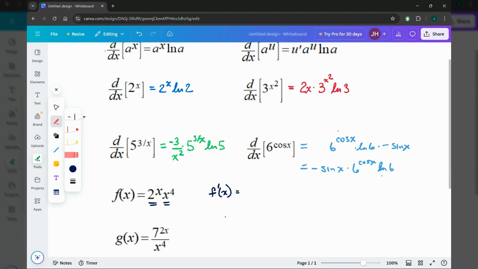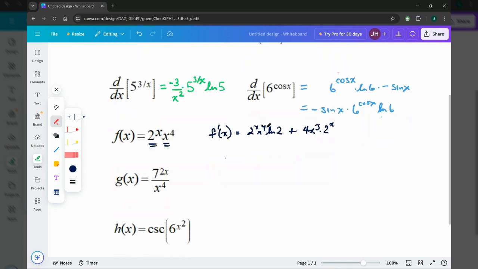Well, the derivative of 2 to the x would be 2 to the x natural log of 2, and we have to multiply that by x to the 4th. Product rule is plus. Then I would have to take the derivative of x to the 4th, which would be 4x cubed times 2 to the x. And I'm not multiplying by the natural log of 2 here because I didn't take the derivative of the exponential.